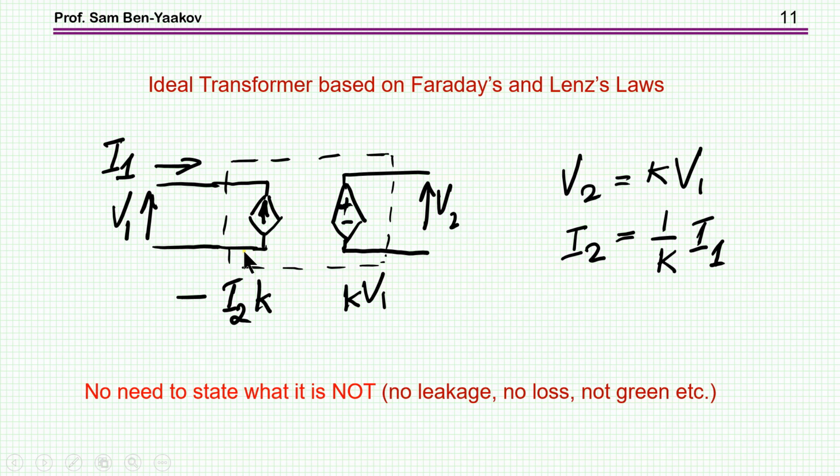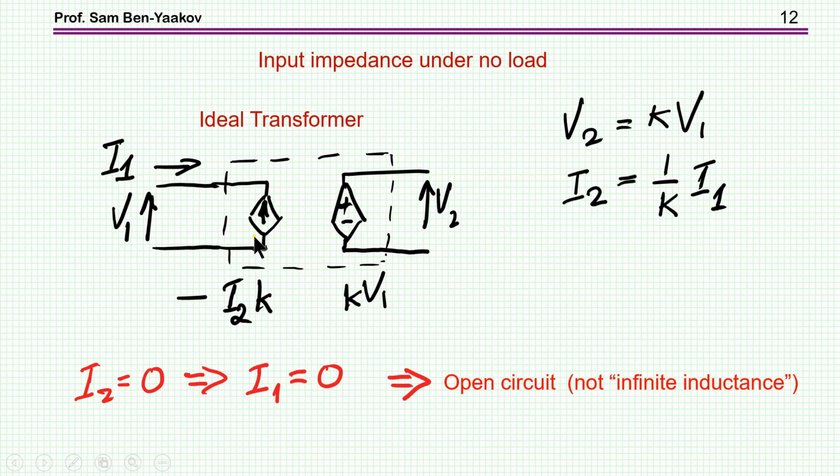This is the very basic relationship of an ideal transformer. It is legitimate to ask what is the input impedance, say, under no load. Under no load, there is no output current. Therefore, there is no input current. So what you see here, there's no output, no input. You see an open circuit. You don't see large inductance. You see an open circuit. That's it. That's an ideal transformer.